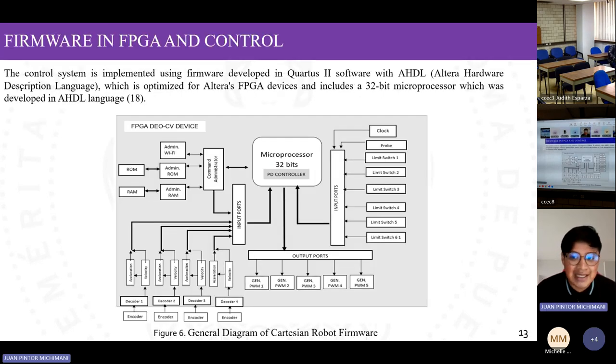To control each robot axis, an Altera FPGA from the Cyclone V family was used. Within this FPGA, a 32-bit microprocessor was programmed, responsible for processing all data to close the control loop. For example, it handles encoder readings, the limit switch, and generates PWM signals, through state machines programmed using Altera HDL language. The FPGA calculates the velocity and acceleration and obtains each variable in real time, such as position and speed. A Wi-Fi module is used to transmit all the information continuously.